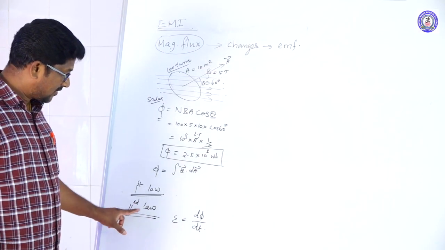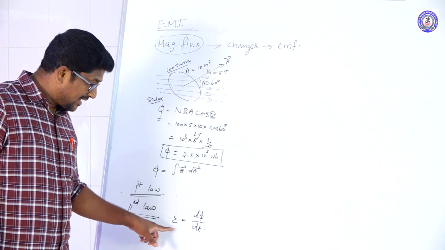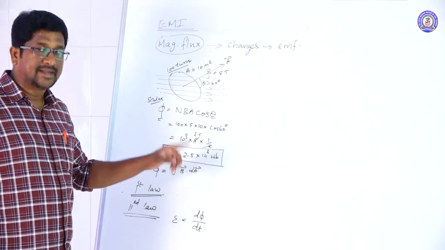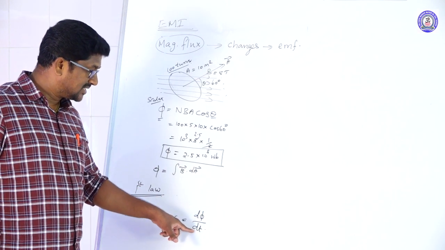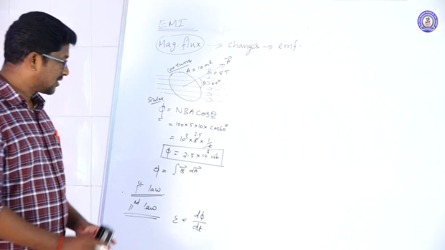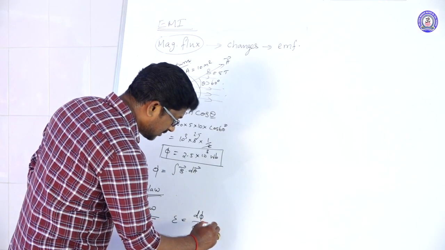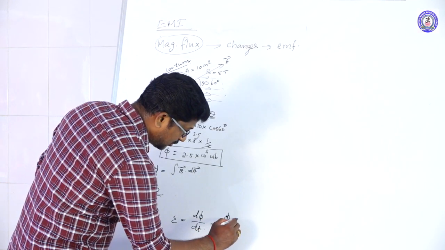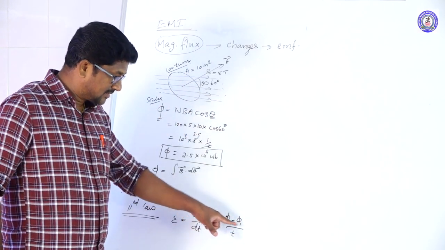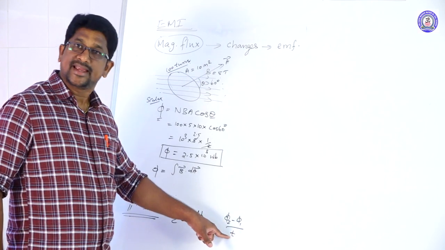According to Faraday's second law of electromagnetic induction, the magnitude of EMF induced in the closed coil is equal to, or directly proportional to, the rate of change of magnetic flux linked with the coil. Or Φ2 minus Φ1 divided by t. Φ2 is the final flux, Φ1 is the initial flux, and t is time.